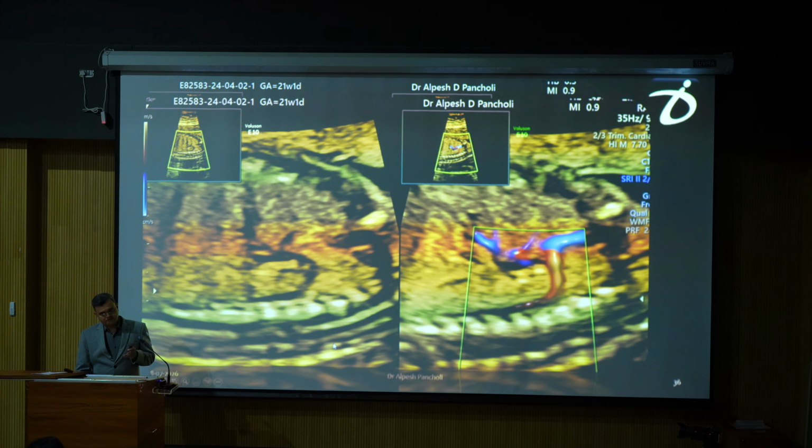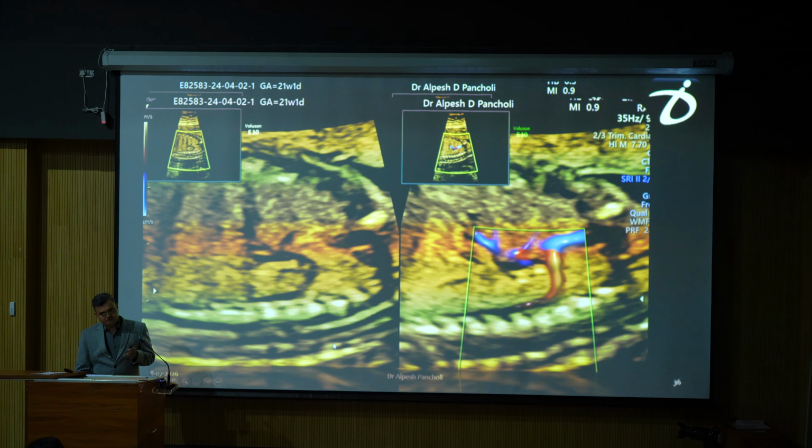So coming to persistent right umbilical vein, as you know, this is the stomach. At the level of AC, the umbilical vein and the portal sinus go away from the stomach, while in the PRUV it goes towards the stomach, and you have the gallbladder between the umbilical vein and the stomach. So this is a sign of persistent right umbilical vein.